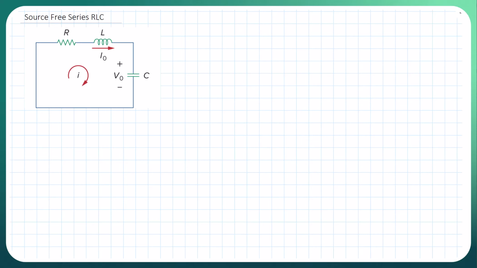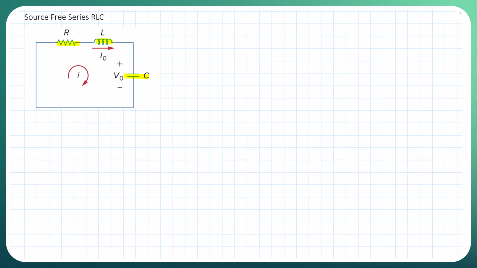Alright, let's take a look at the source-free RLC circuit in series. So we have our resistor, our inductor, and our capacitor all in series. There isn't a source here. Let's take a look at coming up with the initial and final values, as well as some equations in this circuit here. And again, this is going to be a second order circuit.